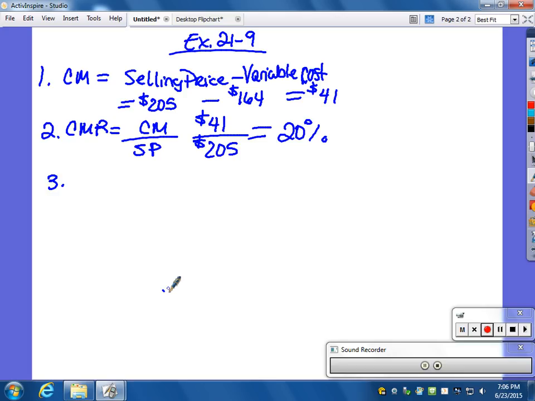Blanchard Company manufactures a single product that sells for $180 per unit and whose total variable costs are $135 per unit. The company's annual fixed costs are $562,500. One, use this information to compute the company's A, contribution margin, B, contribution margin ratio, C, break-even point in units, and D, break-even point in dollars of sales. So the first part is finding the contribution margin per unit.